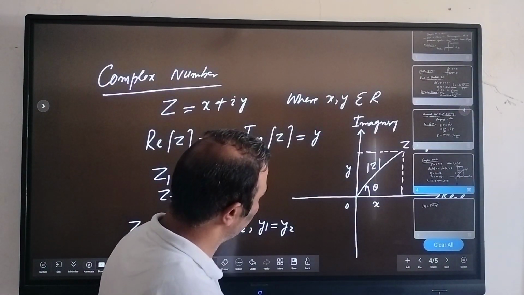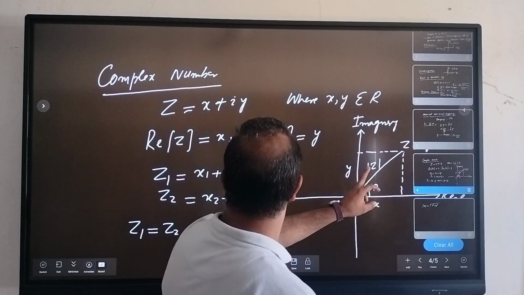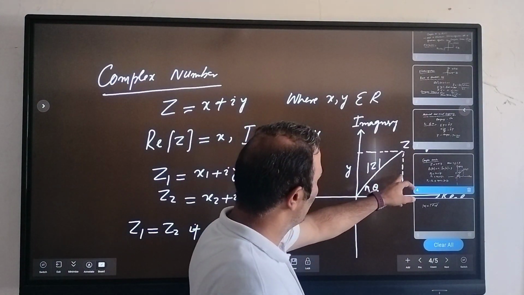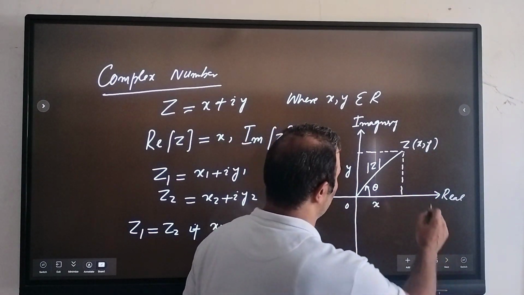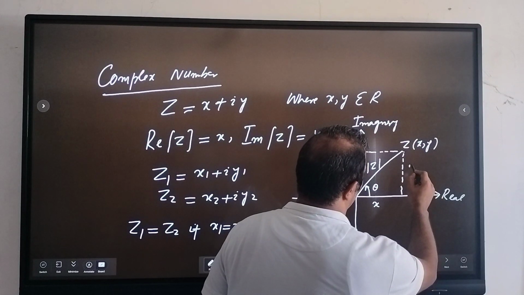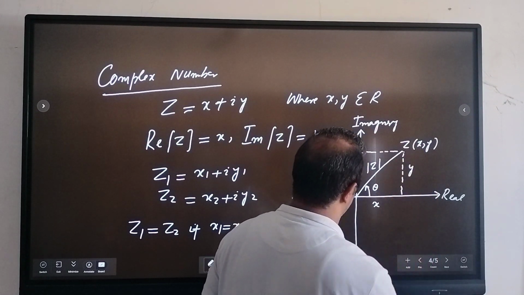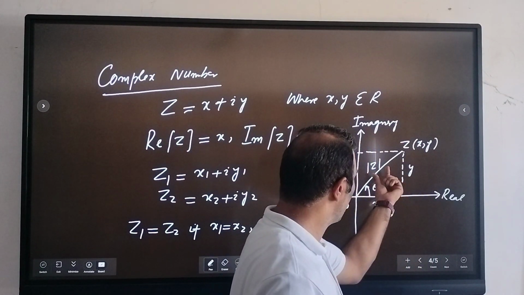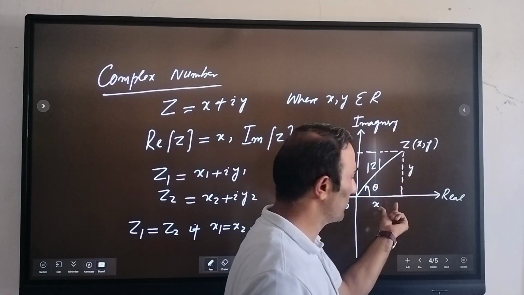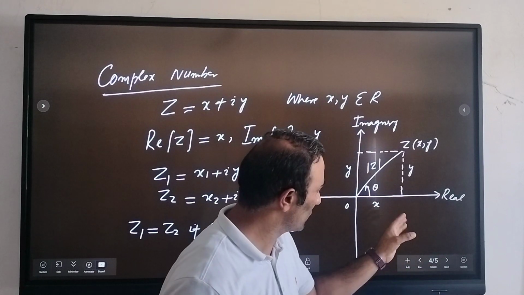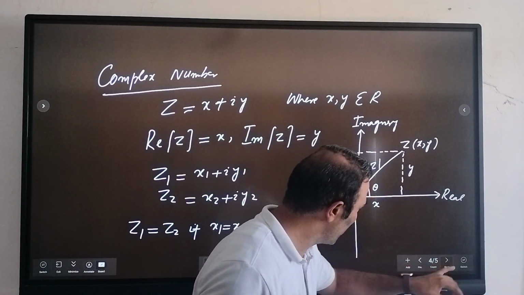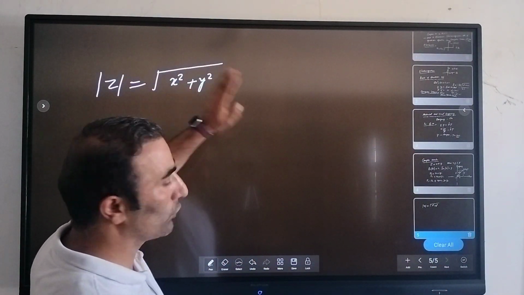So just check. If we take it out here, what will be the modulus of z? So this is our y component and this is the x component. Using the Pythagoras theorem, the modulus of z square will be equal to x square plus y square, or mod of z basically gives us the square root of x square plus y square. This is what I wrote here, that mod of z will be the square root of that.